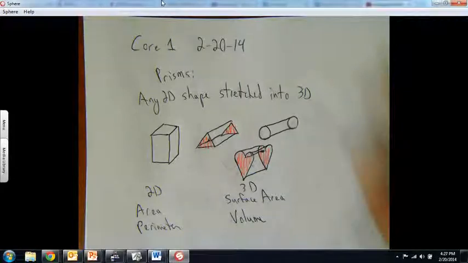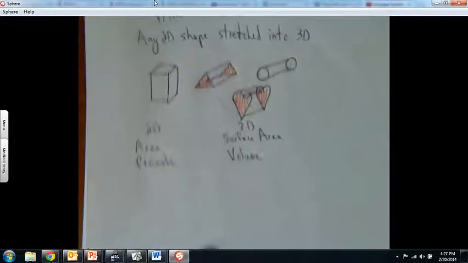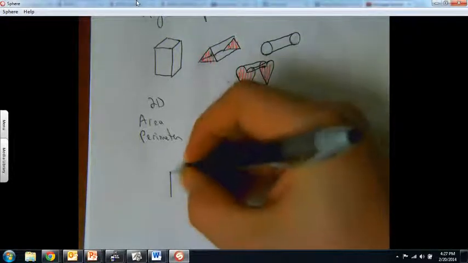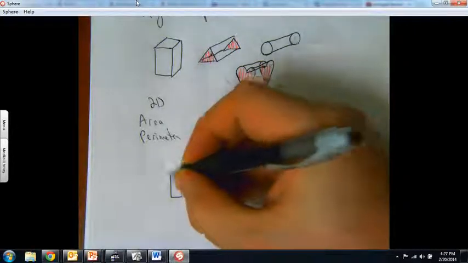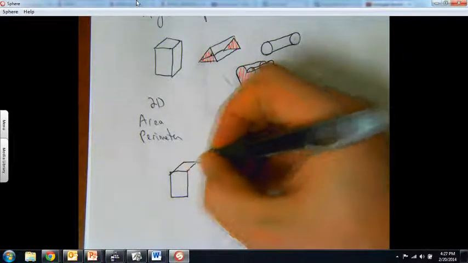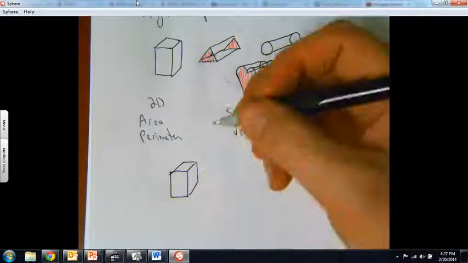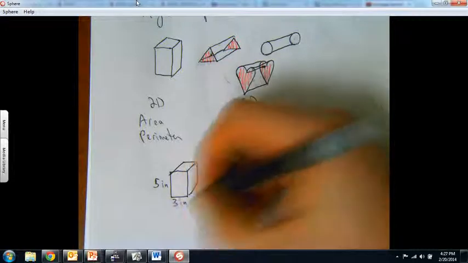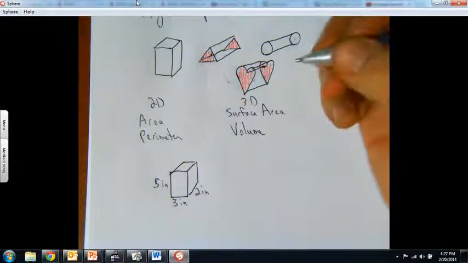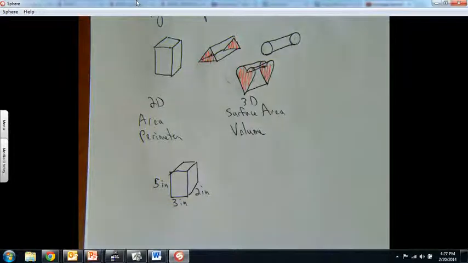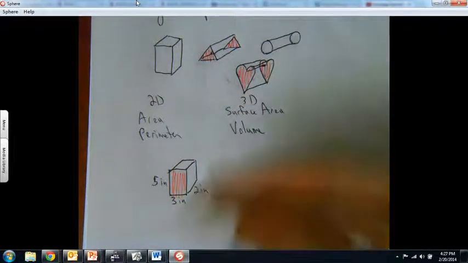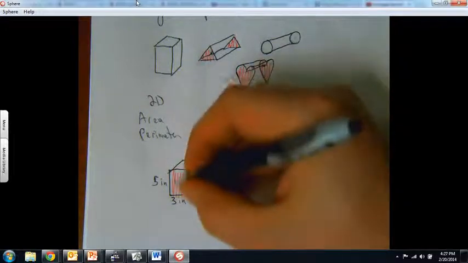Now, let's look at some of the examples we looked at in class as far as calculating the volume of a 3D prism. So, simple example to start with. A rectangular prism, it's called that because it has a rectangle on the front and the back. Let's say it is 5 inches, 3 inches, 2 inches. Now, what you need to do first, no matter what the shape is, find the area of the primary shape. The area is 5 times 3, so it's 15.